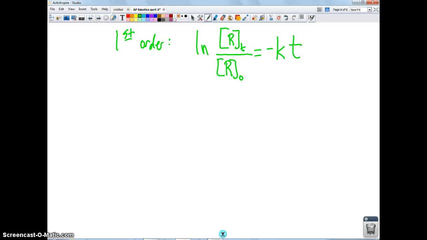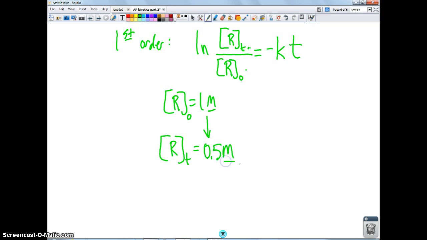So ln is the natural log. At time t, the concentration of R is going to be less. This concentration is going to be less than this. Time 0 is before we started. So let's just pretend like I started with the concentration of R equals 1 molar at the beginning. This is R0. So at the end, after some time has gone by, what's going to happen to the concentration of reactants? The concentration of reactants will go down. It's going to be reacting. The stuff's going away. So this is going to end up being like 0.5 molar.